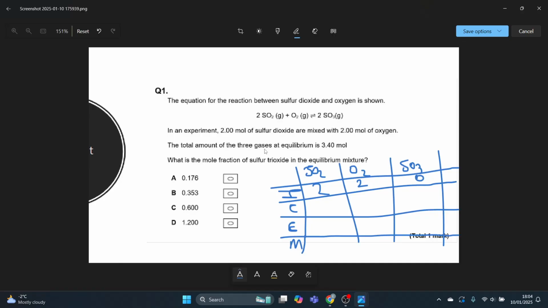Total amount of gases at equilibrium is that. Oh, this is going to be a tricky one, isn't it? Yes, clearly going to be a tricky one. In an experiment, 2 moles of sulfur dioxide are mixed with 2 moles of oxygen. The total amount of the three gases is 3.40. What is the mole fraction of sulfur dioxide in the equilibrium mixture?